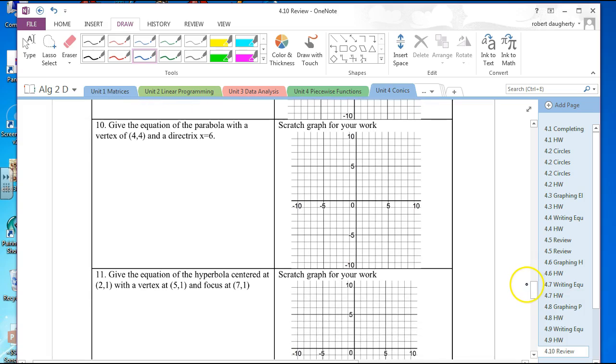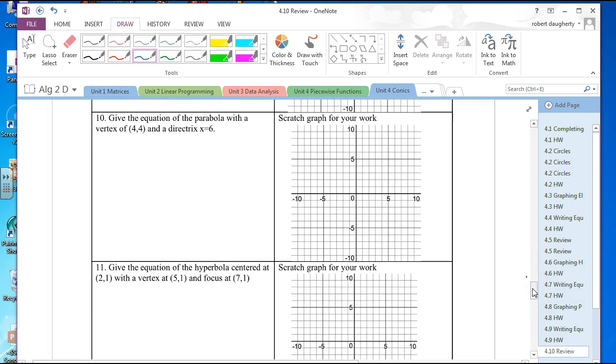Give the equation of a parabola with a vertex of 4, 4 and a directrix at x equals 6. Vertex of 4, 4, that's right here. The directrix is the line x equals 6. So I know if that's a vertex and a directrix, this parabola has no choice but to open this way. And I know that the distance from here to here is 2. Since it opens to the left, p is going to be negative, so p is negative 2. And the vertex is 4, 4.